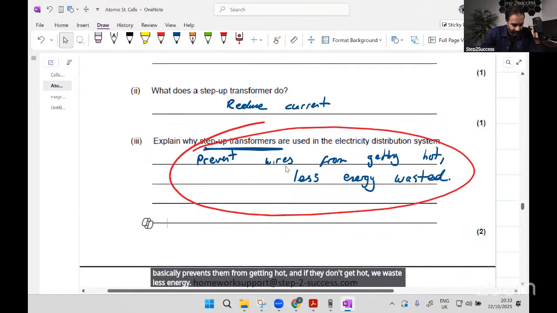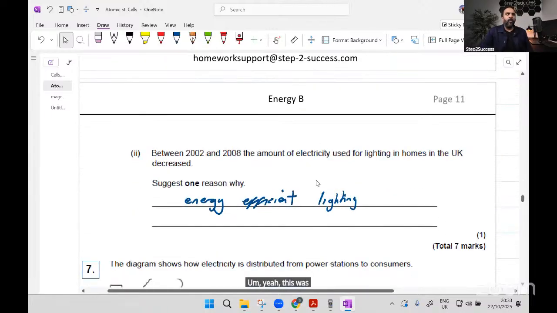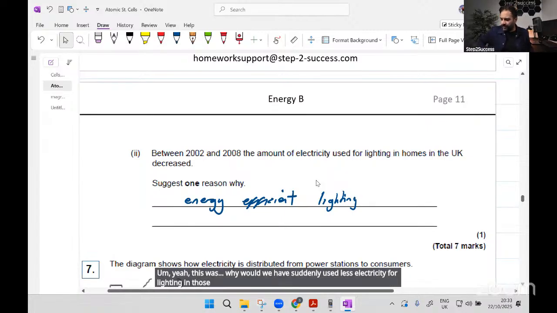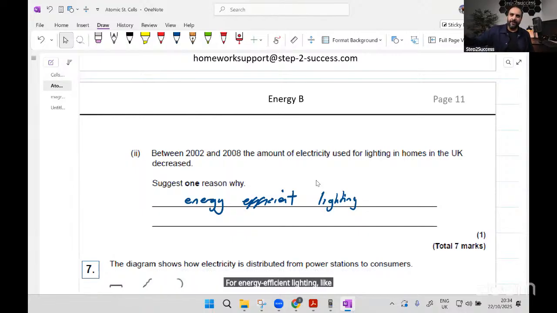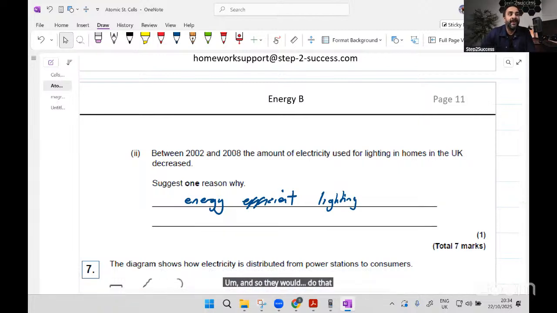Question 6 part 2, I'm pretty sure I did as well. Yeah, this was why would we have suddenly used less electricity for lighting in those 6-year period? It was to do with the energy efficient lighting. Like we've developed bulbs that don't use as much electricity and so on. Or you could just say that we were more aware of the environment and we might be turning lights off more, that kind of thing. And D on the last page.